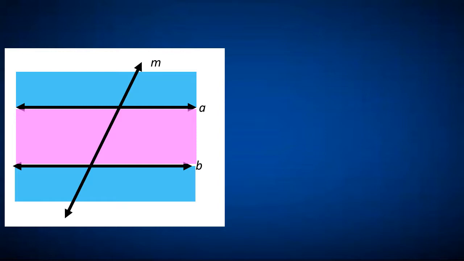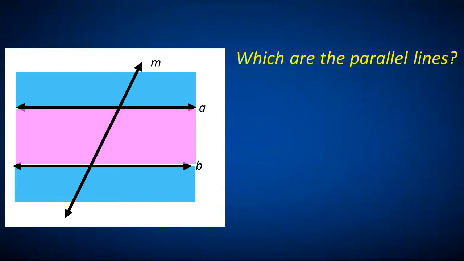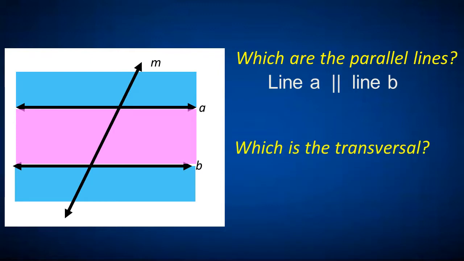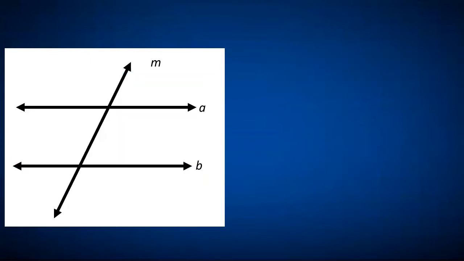So, dito muna sa figure, which are the parallel lines? Para ma-identify ulit natin. Diba, si line A is parallel to line B. And which is the transversal? Transversal is a line that intersects two or more lines. So, line M is the transversal. So, going back to the figure, we can form 8 angles when parallel lines are cut by transversal.